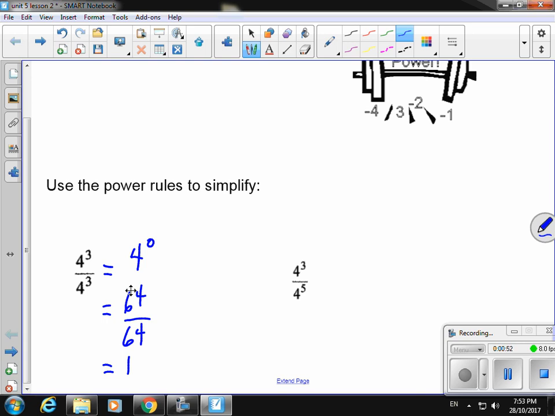The second one I have is 4 cubed divided by 4 to the 5th. My rules for division would be keep your base, subtract your exponent. 3 subtract 5 is negative 2. But I also know that 4 cubed is 64, and 4 to the 5th is 1024. Okay, so that's just weird.